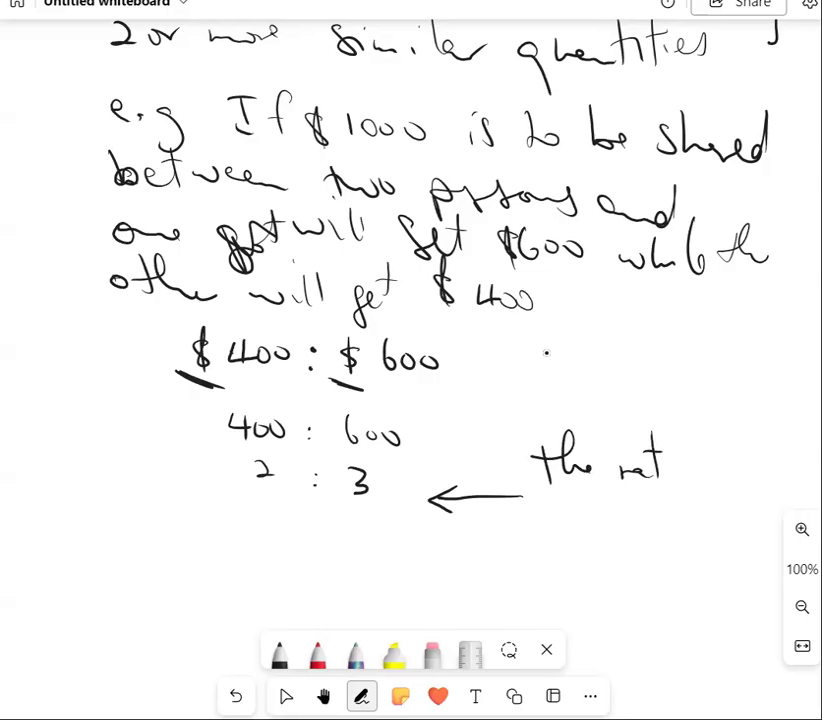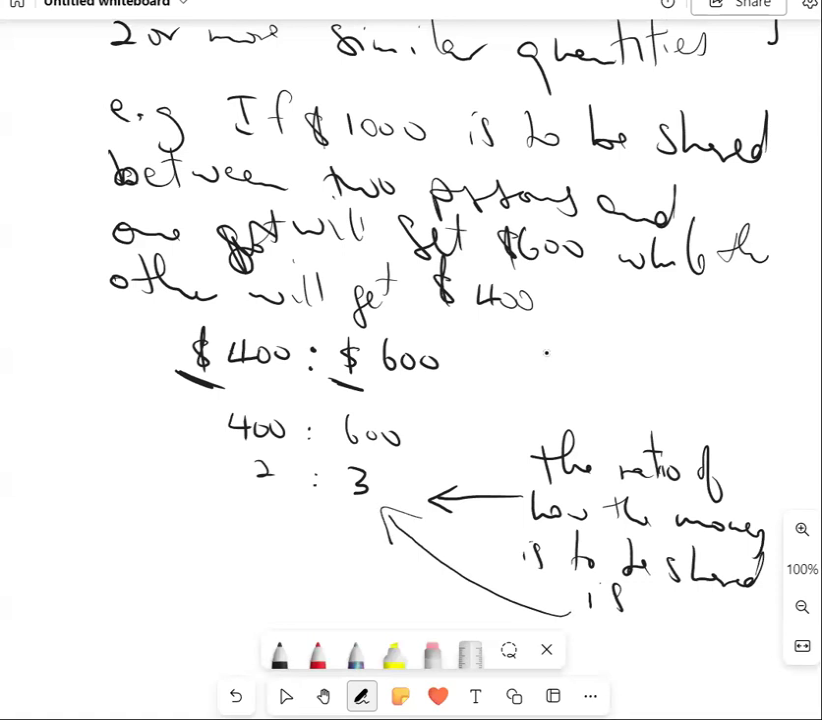The ratio of how the money is to be shared is 2 to 3. So 2 to 3, that's a relationship. And it actually tells you the relative weighting of one share of the money to the other, right? You don't have to have just 2 parts to the ratio. You can actually have more than 2, right?